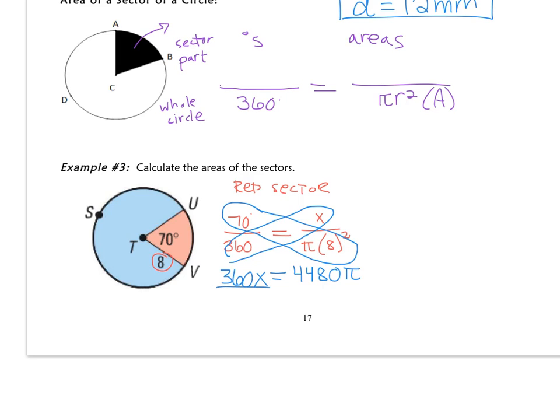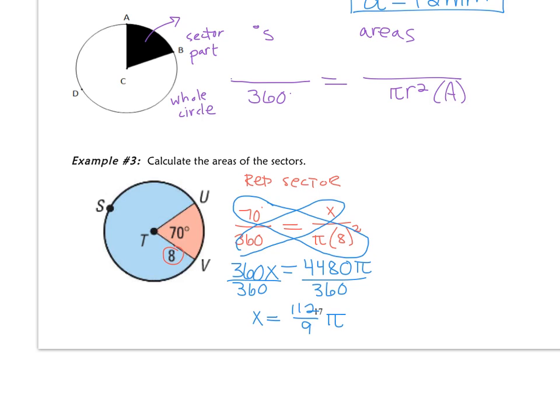Alright, to get x alone, divide both sides by 360. And now if you want an exact answer on your calculator, all you're going to do is 4,480 divided by 360. Your calculator will give you a decimal answer. Convert that to a fraction by pressing math frac, and you get 112 over 9, and then the pi just hangs out at the end. If I want to know what this is approximately, I would press the pi button on my calculator, and it gives me the approximate answer of 39.10, and they didn't give me units, so I'm going to write units squared.